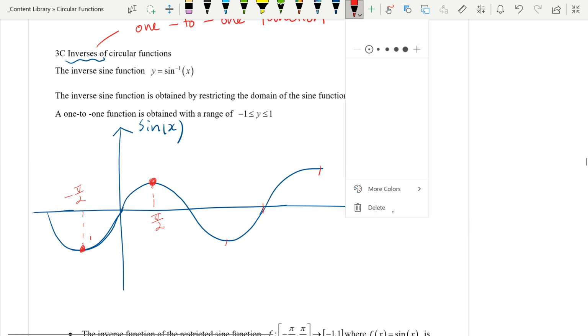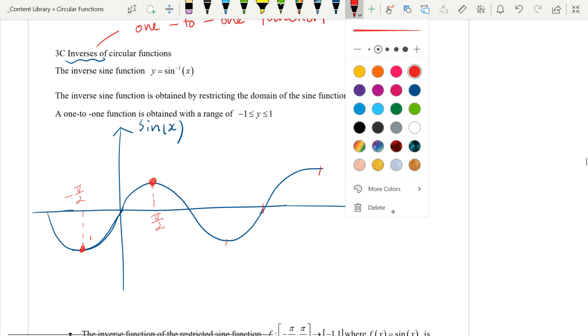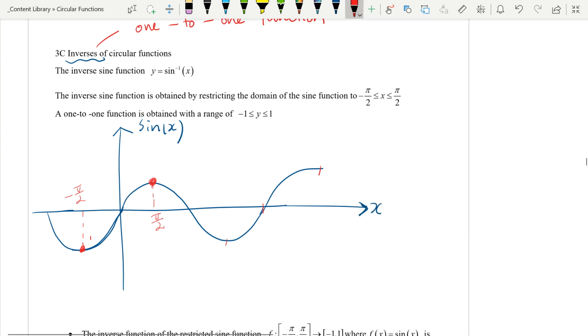Okay, so we will restrict the domain, and the part of the domain we restrict to is from negative pi over 2 to pi over 2. When we talk about the inverse function for sine, we only talk about this part of the graph. I know there are a lot of parts that can be one-to-one functions as well, but I'm not going to consider those parts. So the only part we consider is this part.